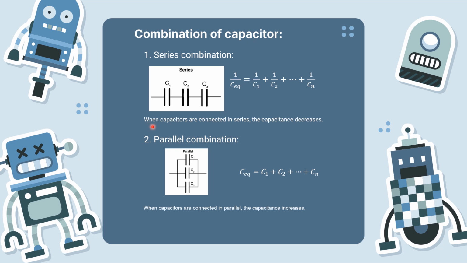When capacitors are connected in series, the capacitance decreases because of this formula, and when capacitors are connected in parallel, the capacitance increases. It means if you want a higher value of capacitance, you can put them in parallel combination together and use them.